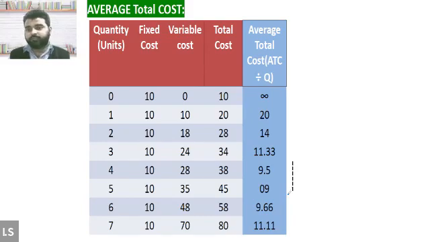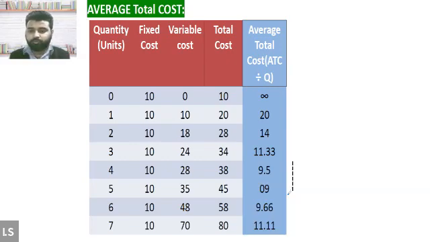In this schedule as well, you will notice that average total cost is initially declining. Ignoring the 0 unit, from the 1st unit onward, at the 1st unit it was 20, then it goes down to 14, then 11.3, then 9.5, and then 9. So it is declining basically. And after the 5th unit, from the 6th unit onward, it starts to increase: 9.6 and 11.11. And if the producer produces more quantity, let's suppose 8, 9, 10, 11, 12 units, then you will notice that average total cost will keep on increasing.